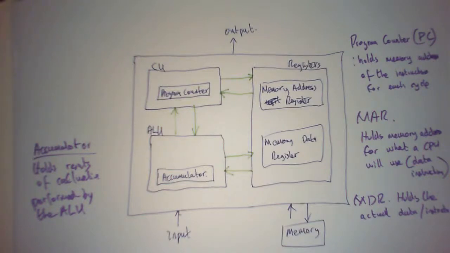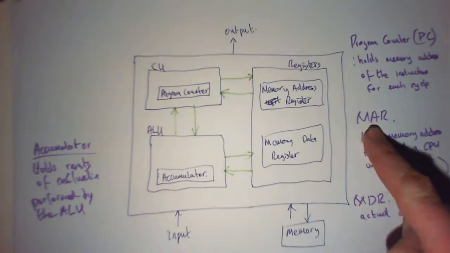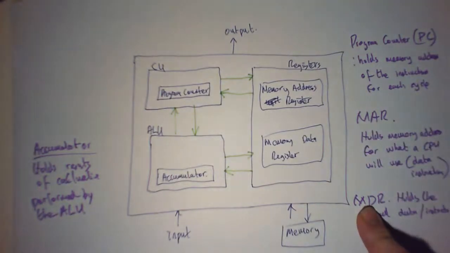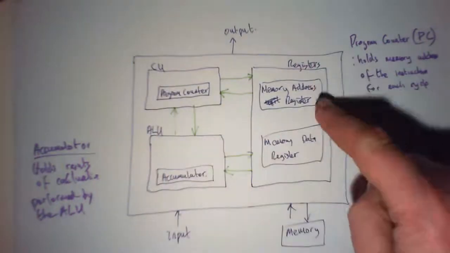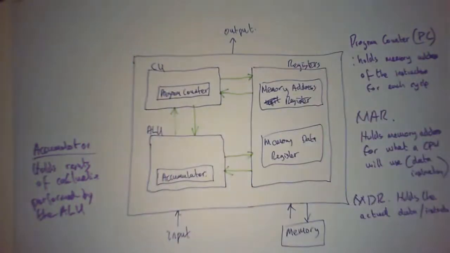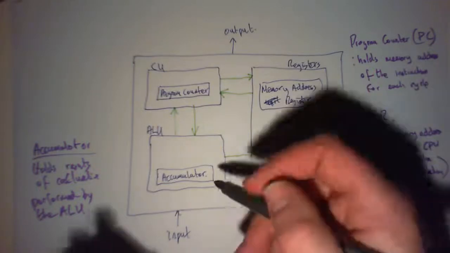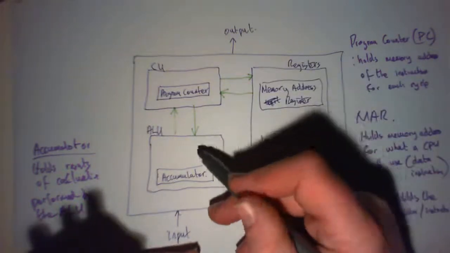It's a tough one. What you need to know for the exam: program counter, memory address register, memory data register, accumulator, ALU, CU, registers, the cache. Where is the cache? The cache is everywhere, but mainly your cache tends to be in your ALU.